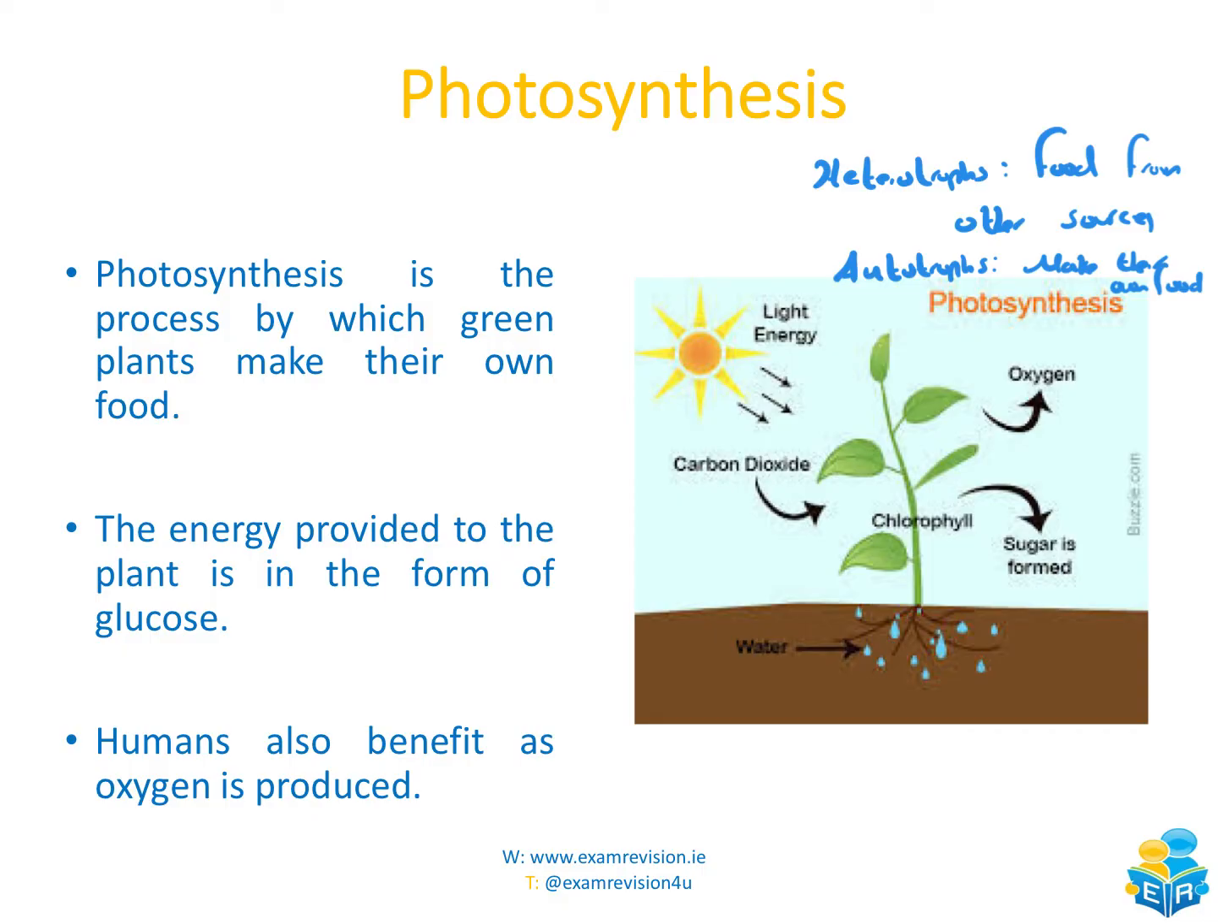So the energy provided to the plant is in the form of glucose, C6H12O6, that's the chemical formula for glucose, so that's the food that they're going to try and form. And humans also benefit from photosynthesis as well, because a byproduct of photosynthesis is oxygen gas, which is obviously what we use to breathe in. Plants are really important for the environment as well, because as part of photosynthesis, they actually absorb carbon dioxide into their leaves. So they're what we call a carbon sink, because they take carbon dioxide from the environment and in return they return oxygen to the environment. But the big thing here is they're trying to produce their own food, which is going to be glucose, and they do this by photosynthesis.